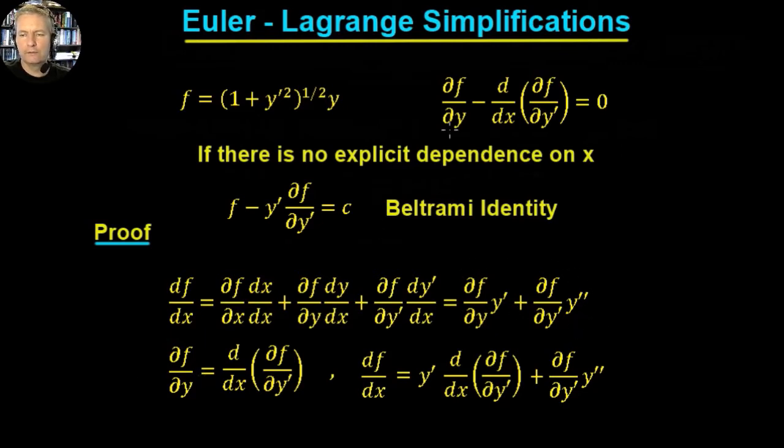Now we can rewrite the Euler-Lagrange equation. We can take this over to the other side and it gives us the Euler-Lagrange equation written in this form here. And then partial f by partial y, which is this term here, can replace the partial f by partial y up here. So that's what I've done here. We're left with df by dx equals the y derivative times d by dx of partial f by partial y derivative, plus partial f by partial y derivative times y double derivative. So let's continue with this on the next page.